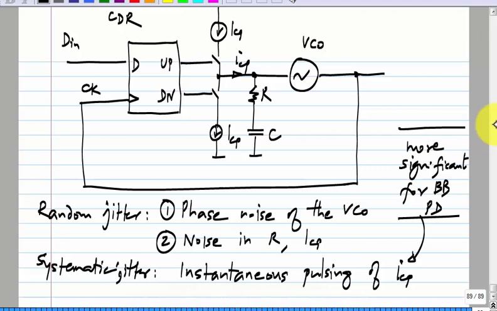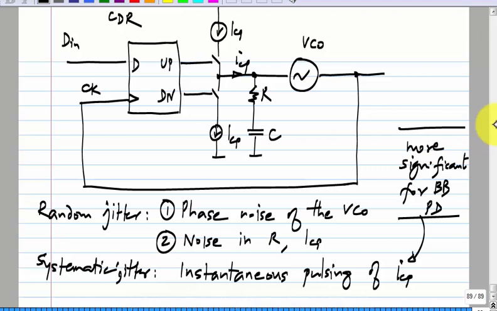So again, what we will do is we will need to know how much each of these noise is. We already know the noise of the resistor, and we can also make a model for the noise of the current source. It is basically the noise of the MOS transistor which implements that current source. And we also need a model for the phase noise of the VCO that I will describe briefly now. I won't go into the detailed calculation of the phase noise, but I will tell you what the nature of the phase noise is.